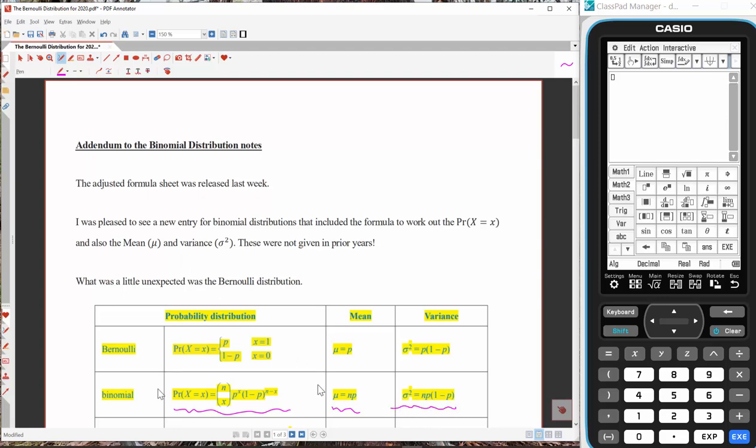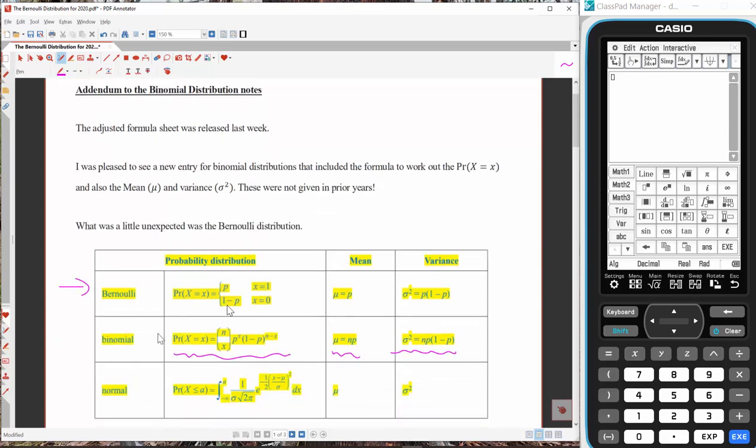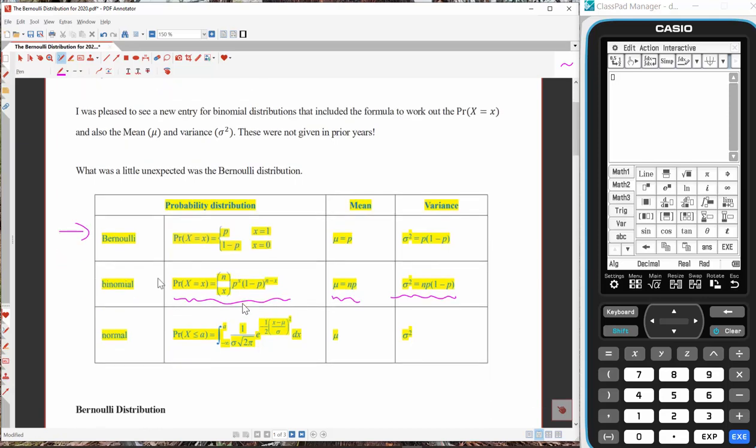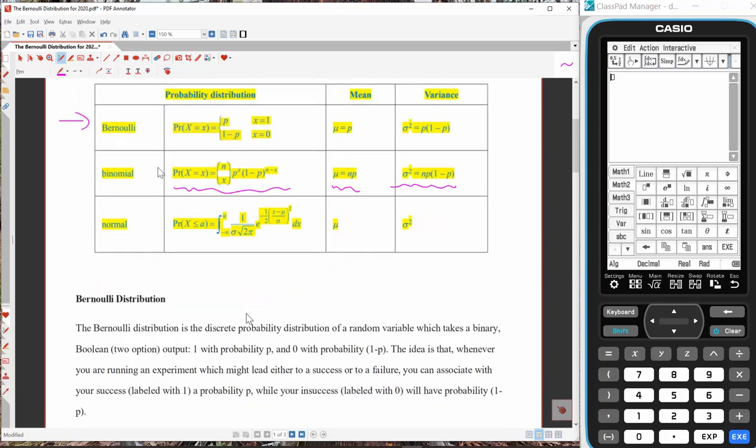That one came up in exam 1 a few years ago, and one of the things the examiners mentioned is that it was evident that students didn't know this formula. But what was a little unexpected was this thing here, the Bernoulli distribution. So I was just expecting to open it up and go, all right, yep, business as usual. And then I saw this one here. So it's nothing to be alarmed at. In fact, I think if we look at it and heat it, it could actually be a fairly easy mark to grab. So what is the Bernoulli distribution?